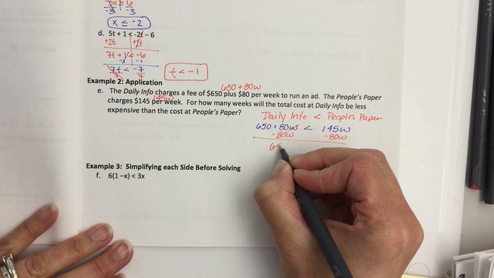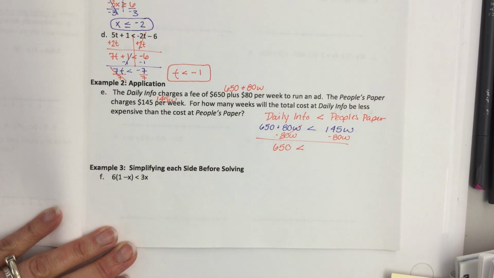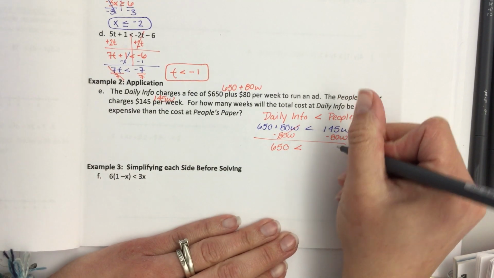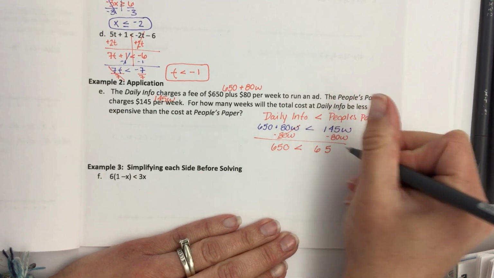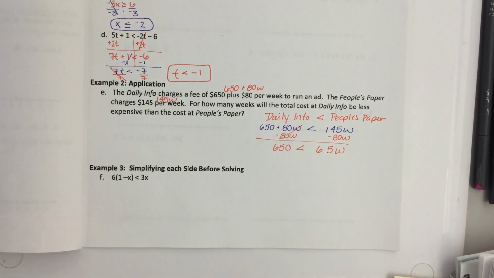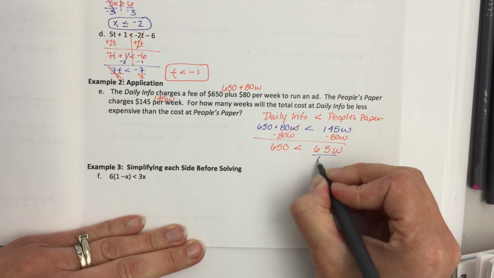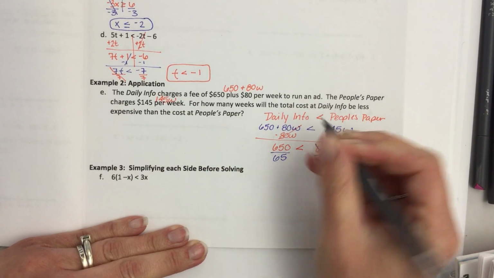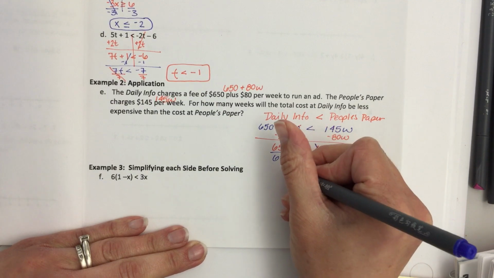And I get 650 is less than, and if we subtract 80, we should get 65W. And then to get W by itself, I just need to divide by that 65. 650 divided by 65 is 10.